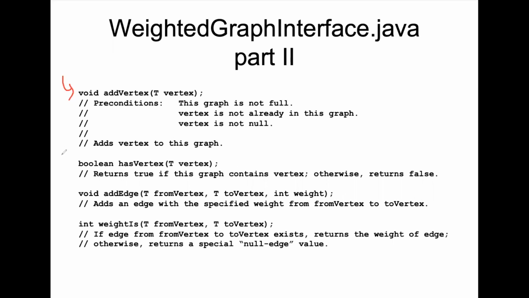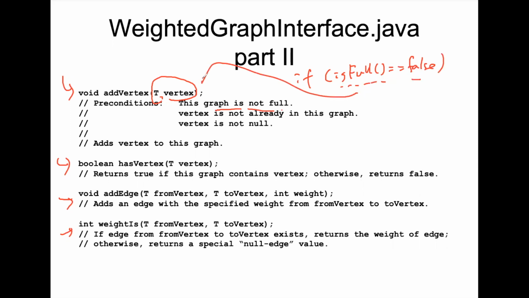These are the transformer methods. It is important to note that a vertex is represented by an object of class T. This addVertex allows you to add a brand new vertex, assuming that the graph is not full. This means that we have to check to see if isFull equals false. And if this is the case, then we can add.